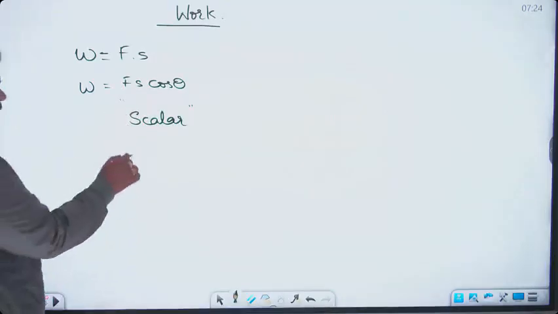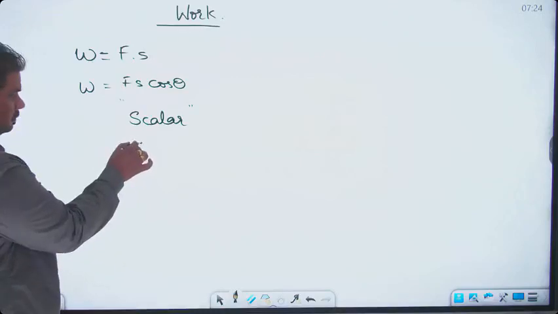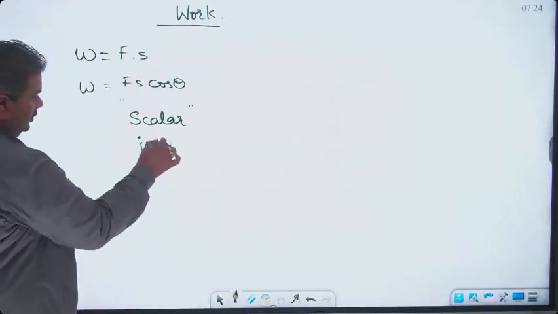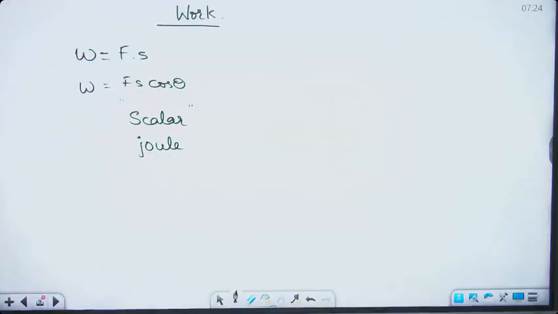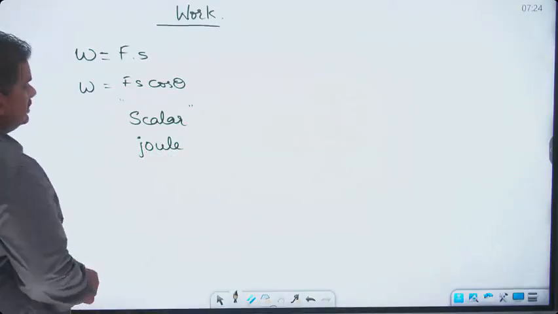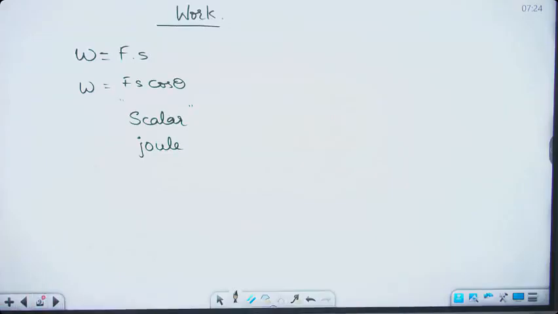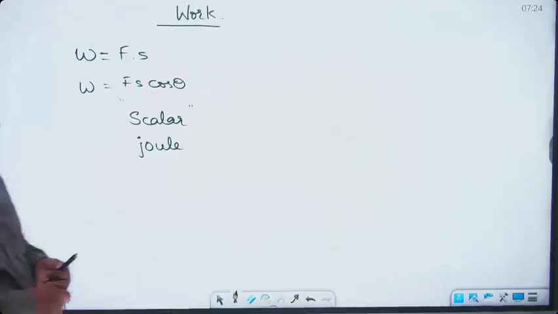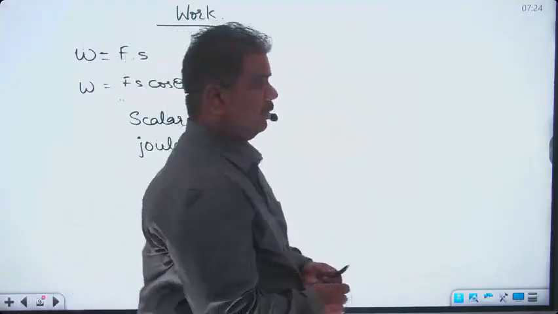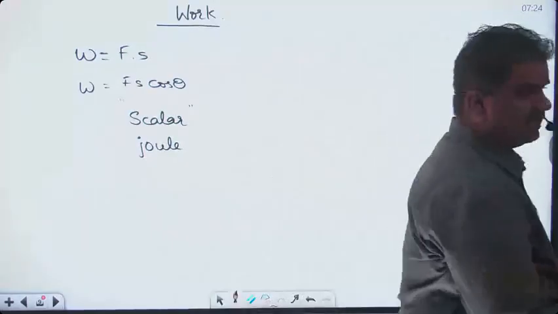The unit for work is joule. Now the question is, what do you mean by work? Work is a scalar quantity, the unit of work is joule, and the work formula is W equal to F dot S, or else you write it as Fs cos theta.